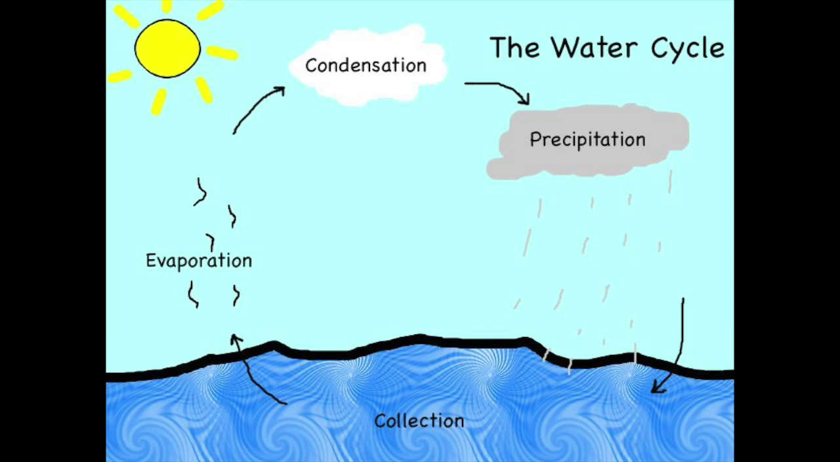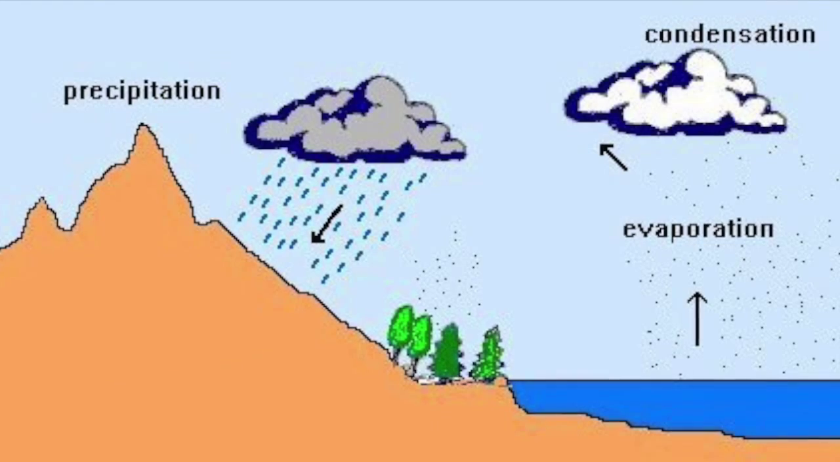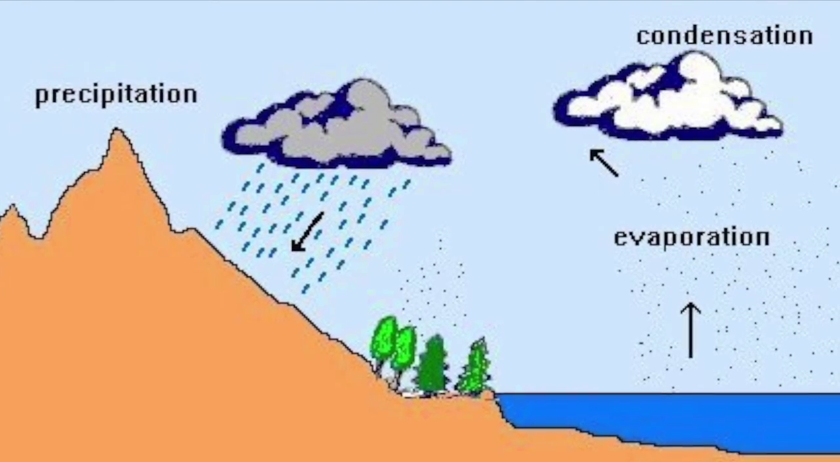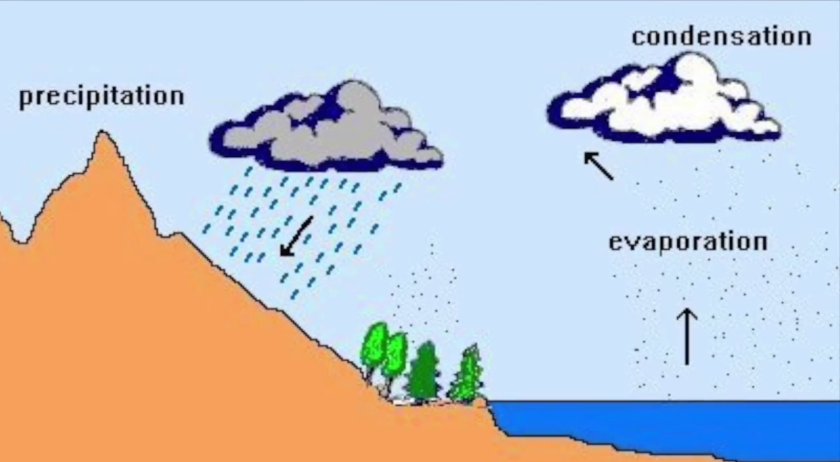One way to remember the water cycle is by saying, water travels in a cycle. It goes up as evaporation, forms clouds in condensation, then falls down as precipitation.